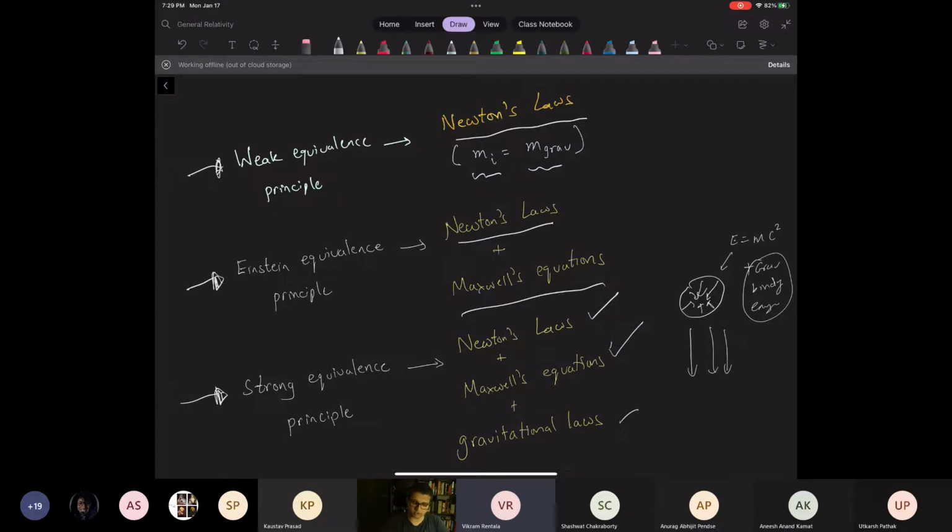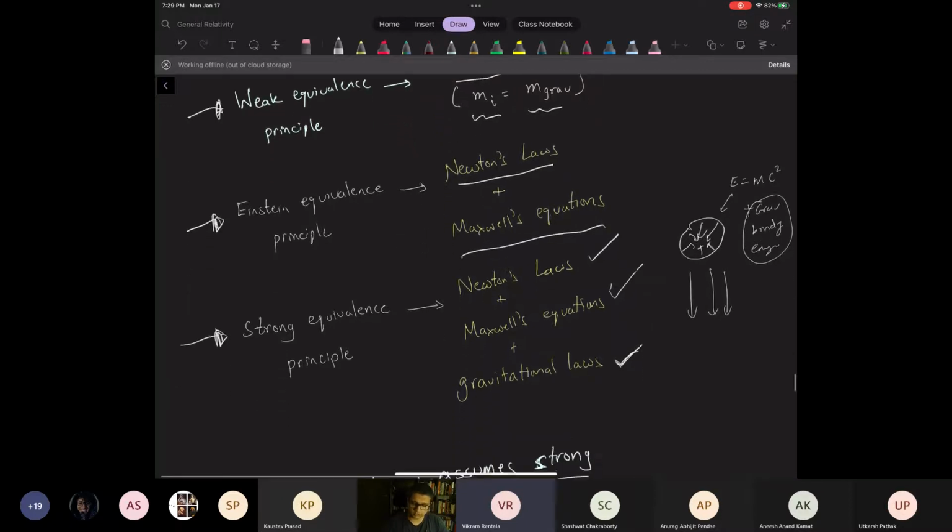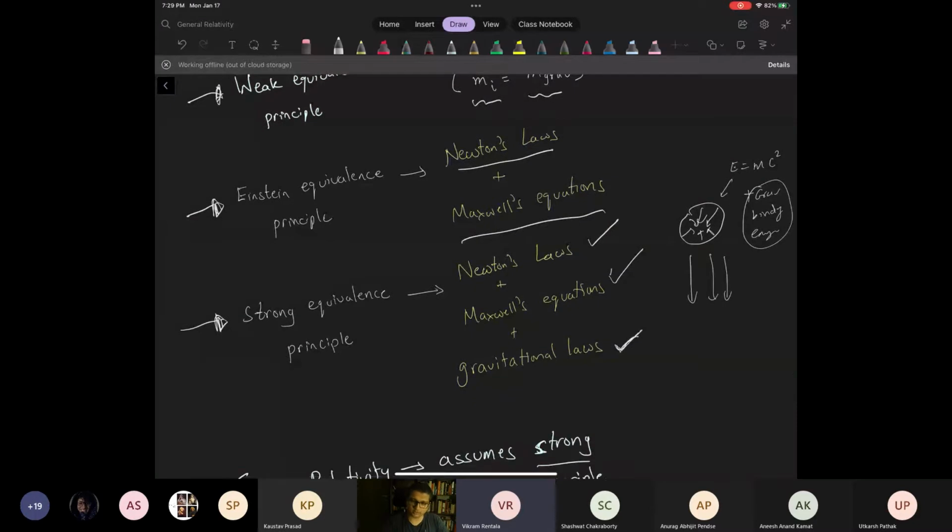That is, there's no way to tell whether the laws of gravity are being described in a freely falling frame of reference or in an inertial reference frame. There's no distinction between the two. So for the purposes of general relativity, Einstein basically took the assumption of the strong equivalence principle. He just assumed that the equivalence principle applies to every law of nature.